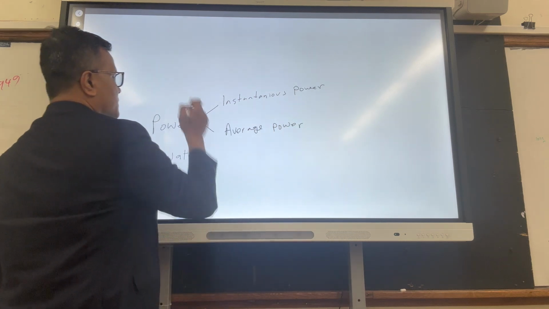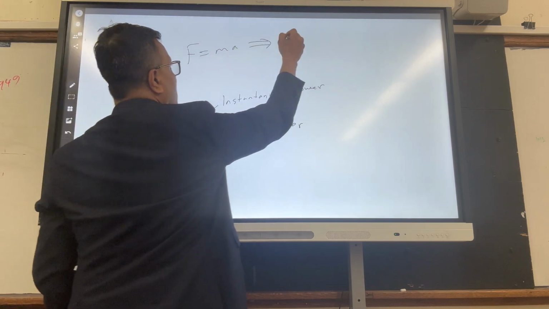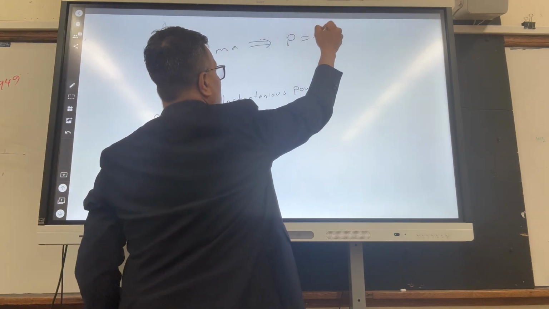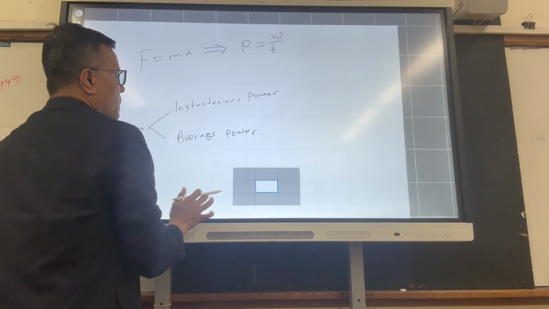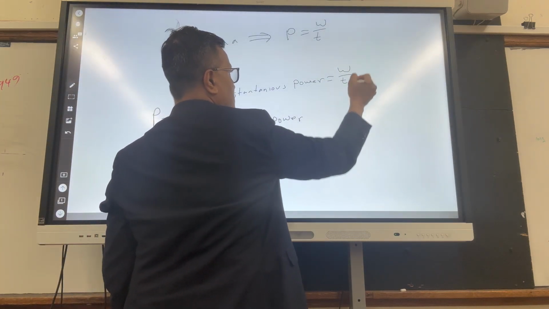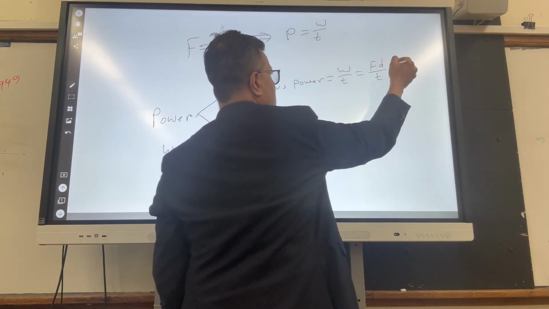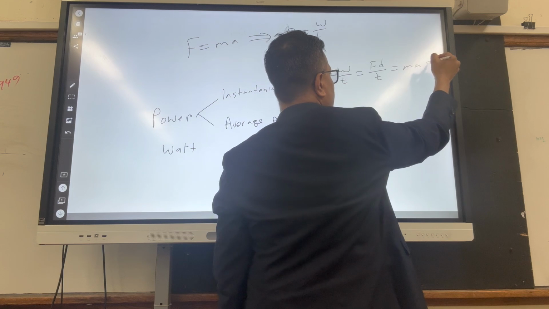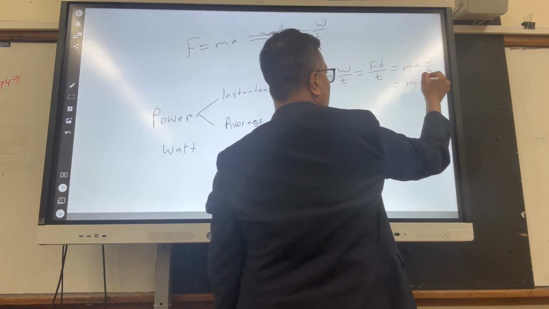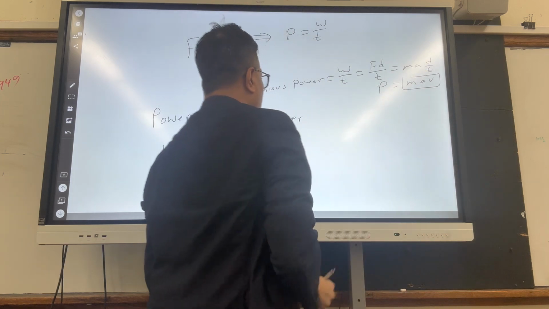And what is the connection between F equals ma and power? Okay, the connection is very simple. So instantaneous power is W over t, which is Fd over t, which is mad over t, which is mav, and this is instantaneous power.